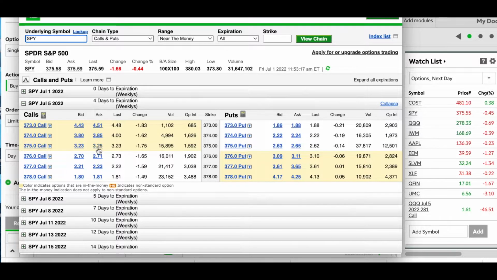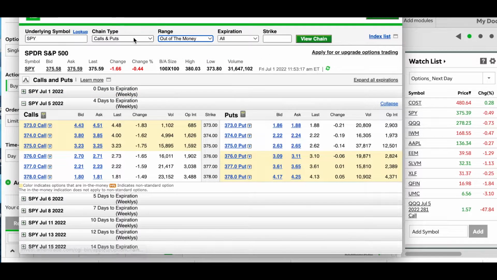The cost for these calls, it says $3.25 here. However, you have to times that by 100. So this call, to buy one call, means you would spend $325. If you don't want to spend $325, you can move down to a call that is out of the money. If you think it's going to go up over the day or overnight, you could buy a call for $181. And let's say SPY goes up a couple dollars, we can estimate that maybe it would be worth $250 to $270.